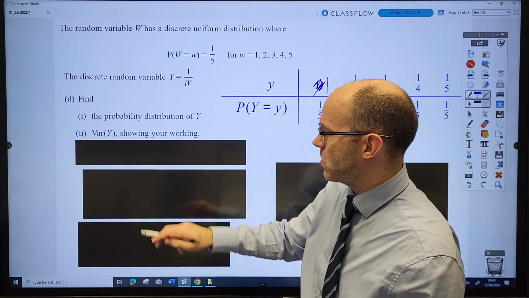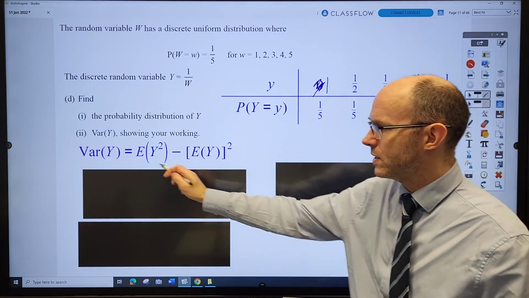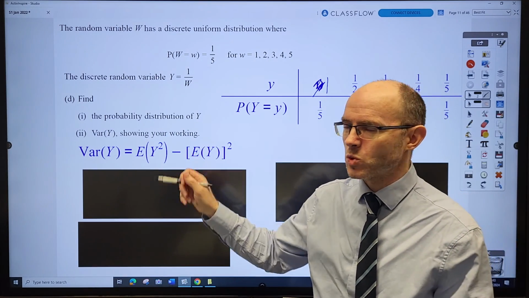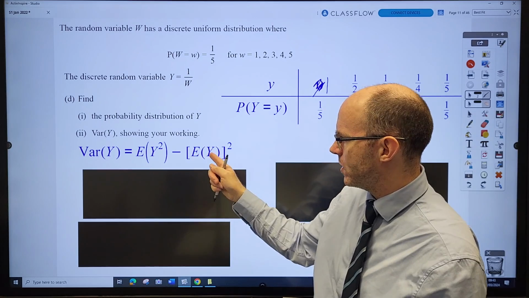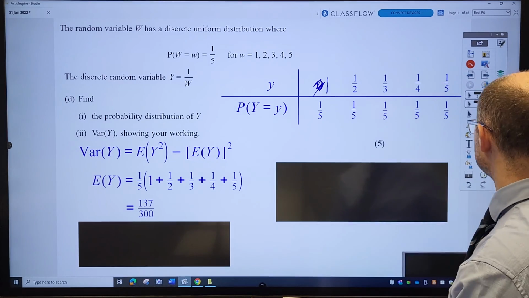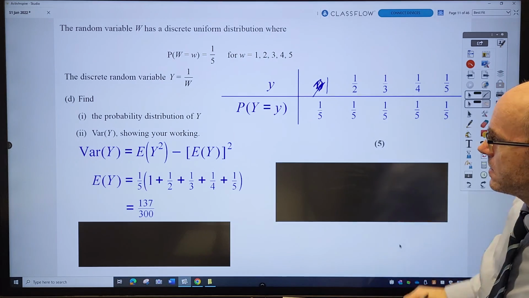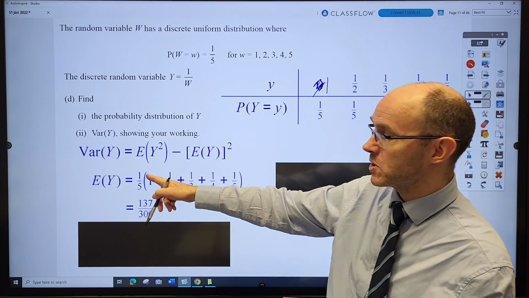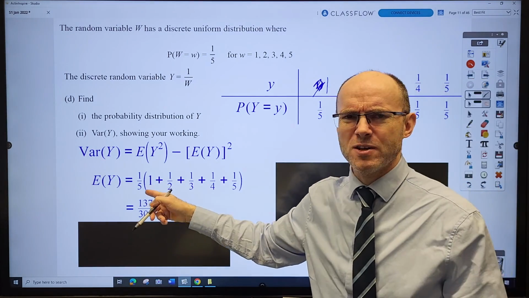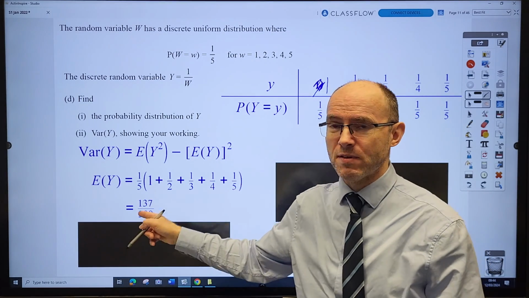Find the variance of Y, showing your working. So for the variance of Y, you need to be using this formula here. The variance of Y is E of Y squared subtract E of Y all squared. Notice the brackets. So find E of Y first. From the table, you can just do that times that, plus that times that, plus that times that, plus that times that, plus that times that. So, in short, because you're multiplying all by a fifth, you can do a fifth times 1 plus a half plus and so on. I wrote the 1 there. I don't know why the 0 occurred there. We'll forget that happened. And that gives you 137 over 300.